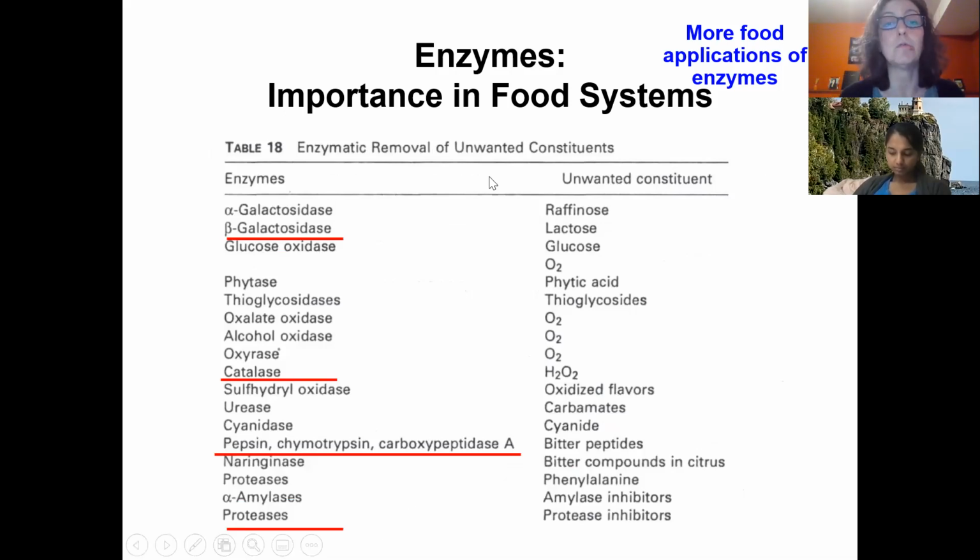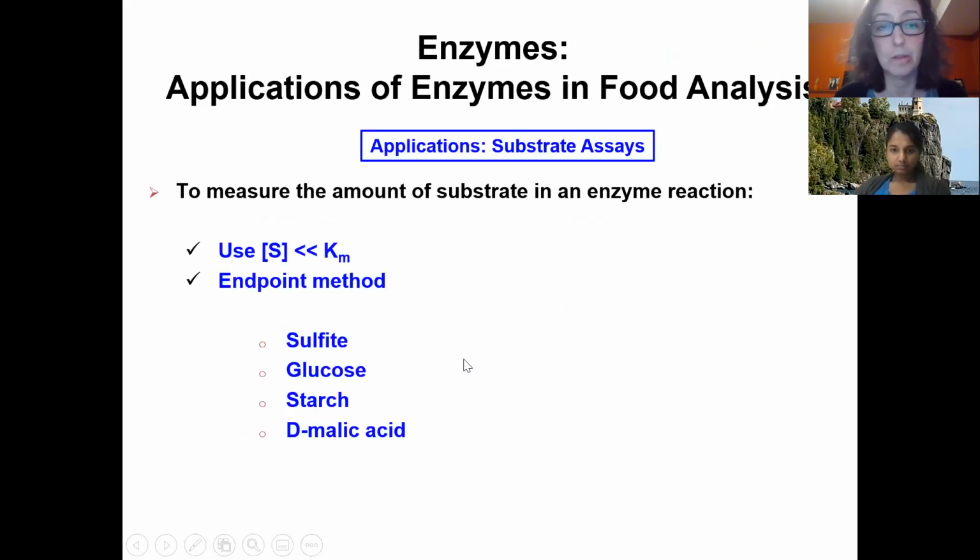And sometimes we use enzymes to remove unwanted constituents. Again, lactose, hydrogen peroxide by catalase or peroxidase, debittering peptides by exoproteases or general proteases. You can break down the peptides that are made up of a lot of hydrophobic amino acids, break them further, and you debitter them. And then to get rid of protease inhibitors, which are proteins, you can use proteases to break them as well.